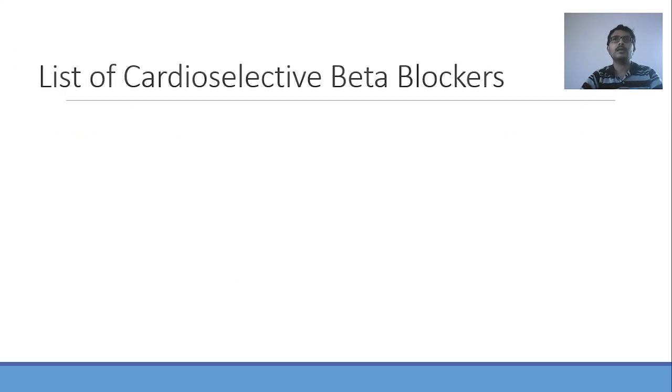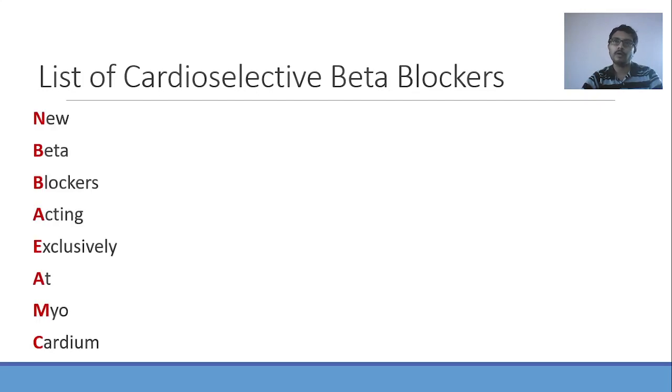Which are all the beta blockers which have this cardioselective property? There is a beautiful mnemonic for this, you might be already knowing this. New beta blockers acting exclusively at the myocardium. So N for nebivolol. Nebivolol is the most cardioselective beta blocker. This is frequently asked in your entrance exams.